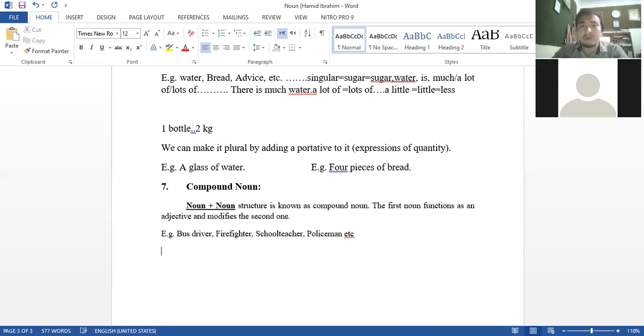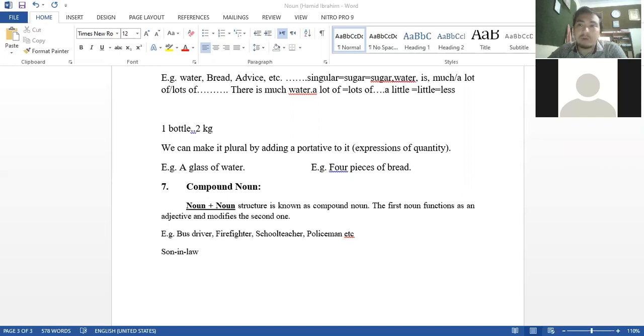Actually, the compound noun has its types. One is the open compound noun, in which there is only a space, for example, bus driver. One is the closed compound noun, in which there is no space, for example, firefighter. One is the hyphenated compound noun, in which you give a hyphen, for example, son-in-law. Any question, please?